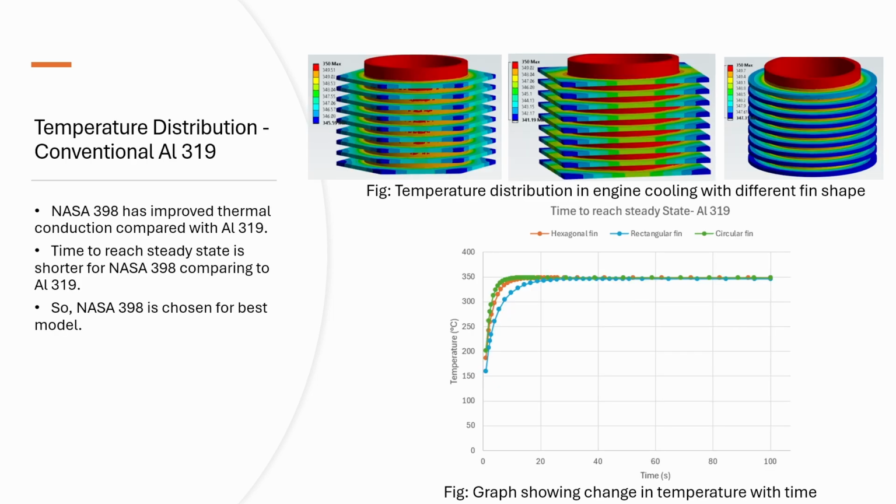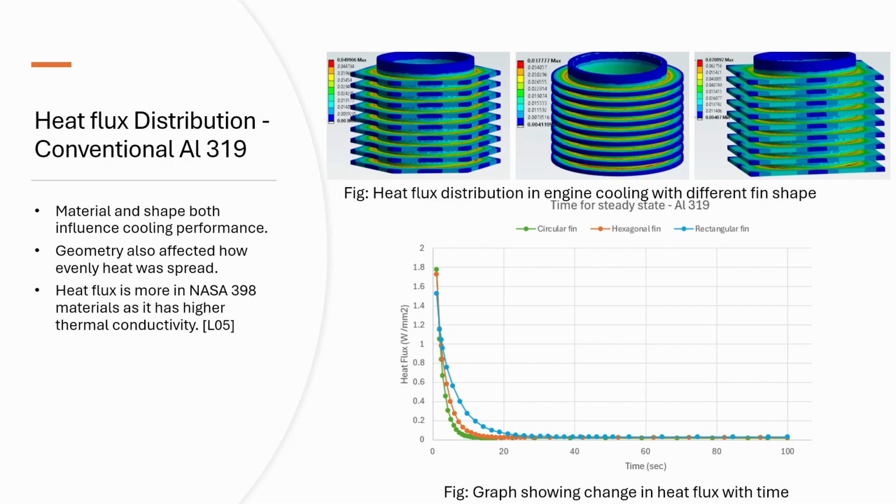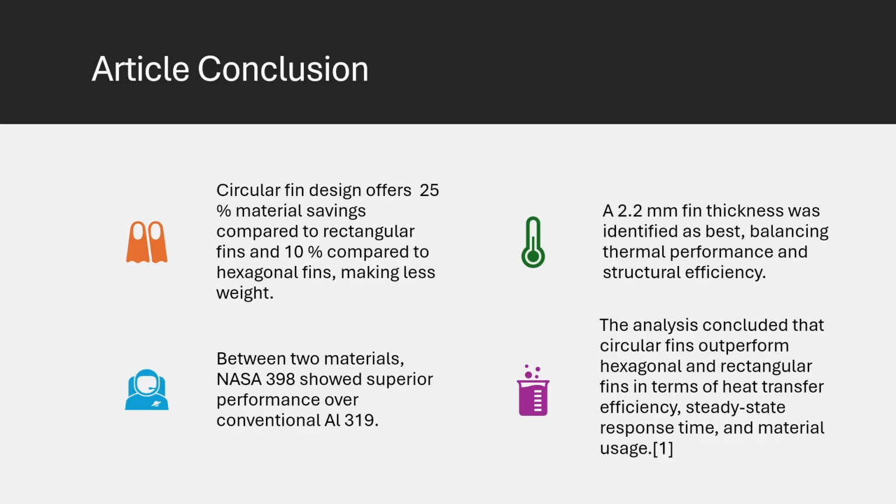And this is for another material. You can see this is for another material, and this is another material. So from the article, we see that circular fins offer 25% more material saving compared to rectangular and 10% more compared to hexagonal. So circular fin has less weight and even performs better. Also the material NASA thin has good properties, so it performs better. Obviously, 2.2 mm thickness is the best, balancing both thermal stability and structural efficiency.